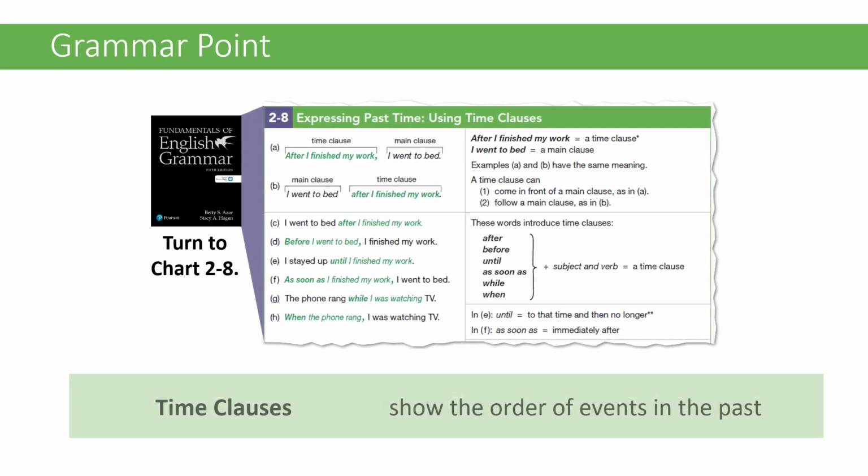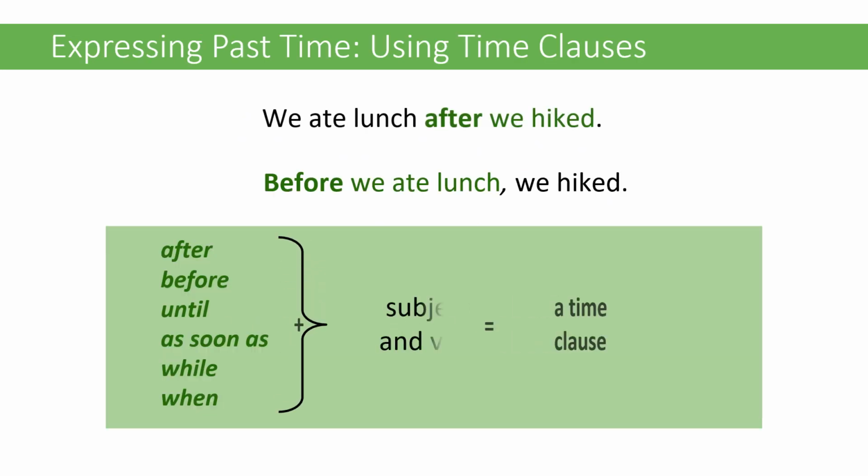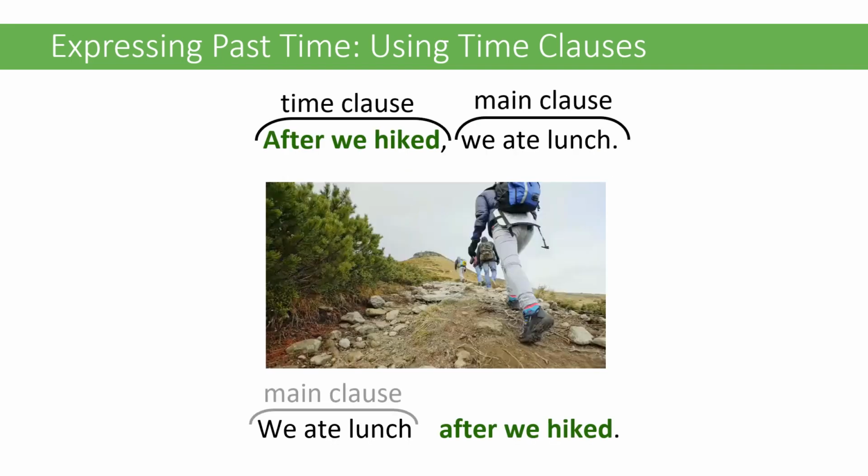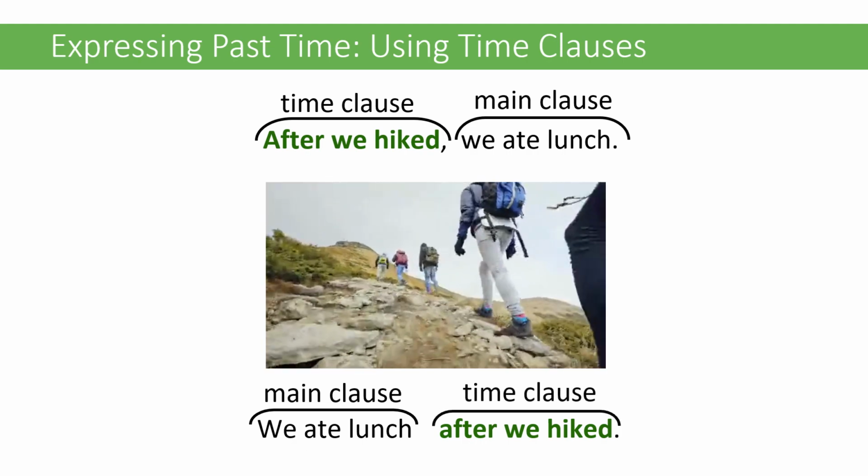So we're looking at table 2-8. Time clauses show the order of events. Time clauses are used to show when things happened in relationship with other things. A time clause begins with a time word, and then it has a subject and a verb. The order of the clauses is not important. The meaning is the same.